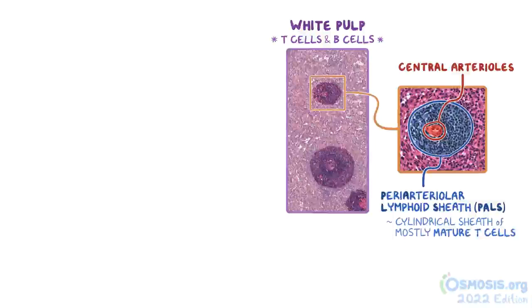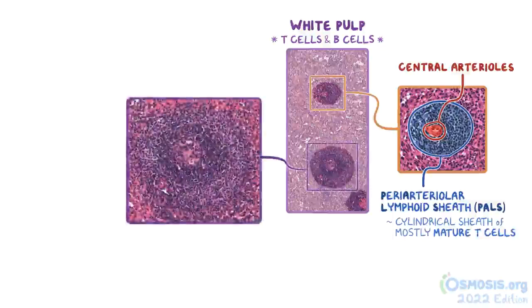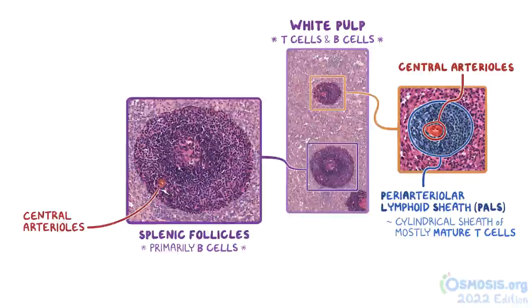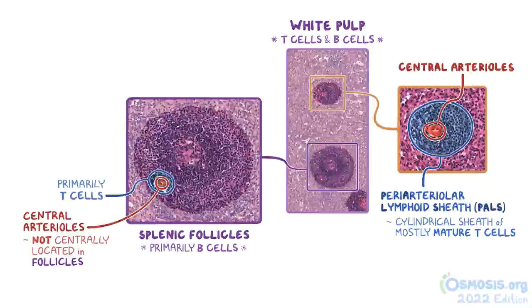At certain points along the central arteriole, the PALS have localized expansion of tissue that form lymphatic nodules of primarily B cells called splenic follicles. The formation of the follicles actually displaces the central arteriole, so as a result, central arterioles are not centrally located in splenic follicles. The lymphatic tissue surrounding the central arteriole is still primarily mature T cells, but the rest of the lymphatic nodule consists primarily of B cells.